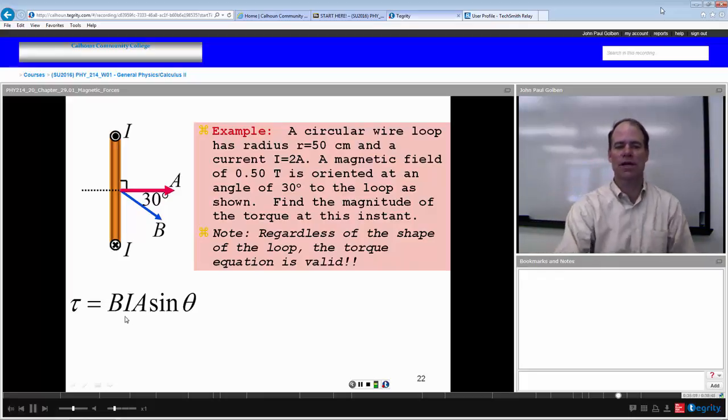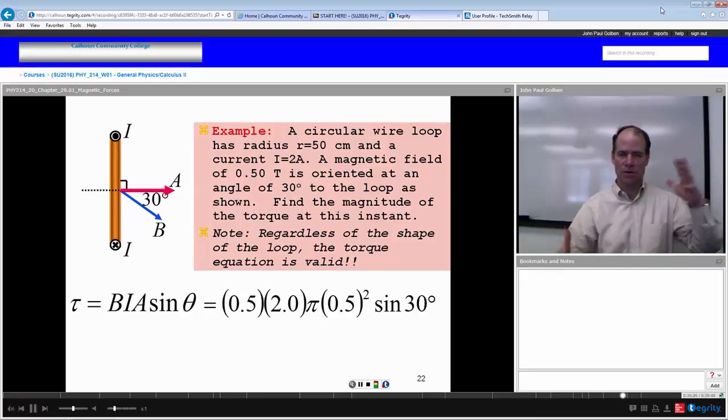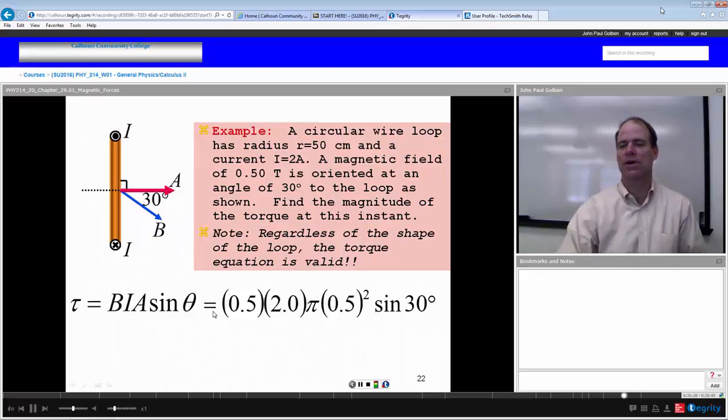Hence, my torque is N times the field times the current times the area times the sine of the angle between the area vector and the magnetic field. We only have one turn, so N is 1. This is 0.5 Tesla, 2 amps. The area of the coil is pi r squared, the radius is 0.5 meters squared. And the angle between the two vectors is 30 degrees, giving us a torque of 0.39 Newton meters.